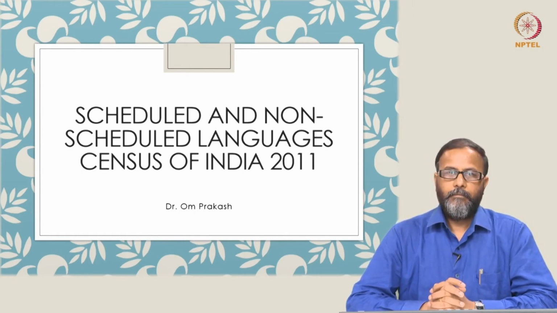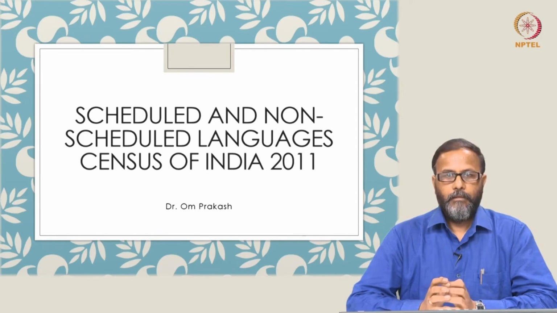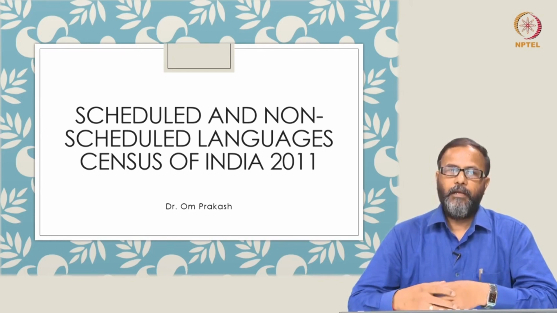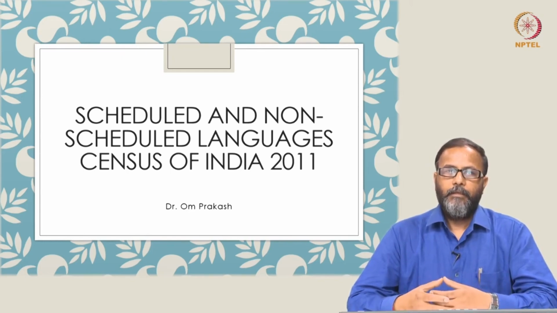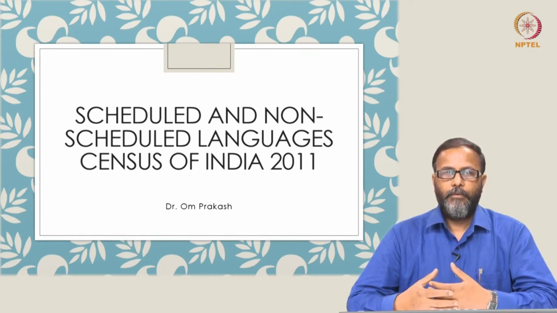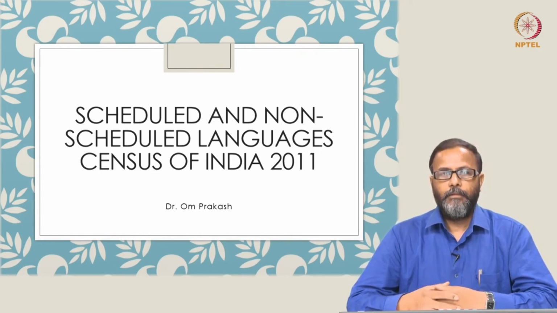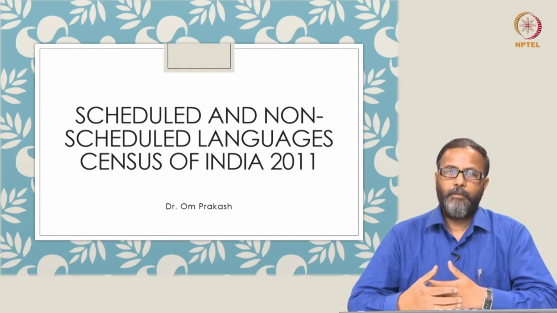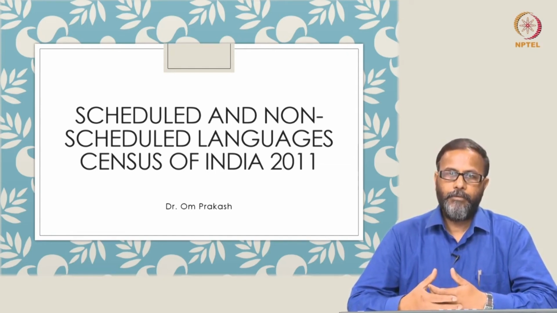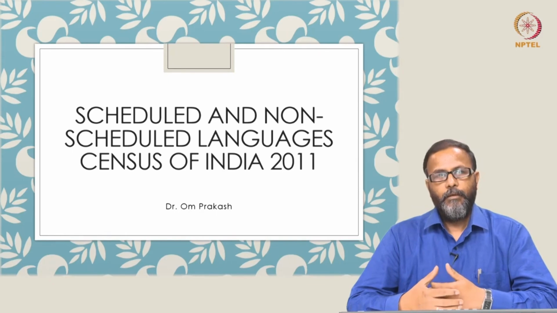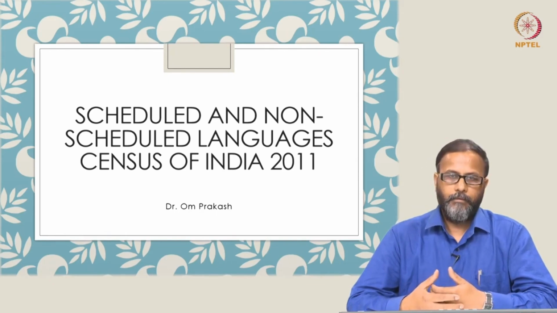has listed some languages as official languages, and the number is 22. Because these languages are listed in the 8th schedule, they are known as scheduled languages. And other languages which are not listed in the 8th schedule of the Indian Constitution are known as non-scheduled languages.